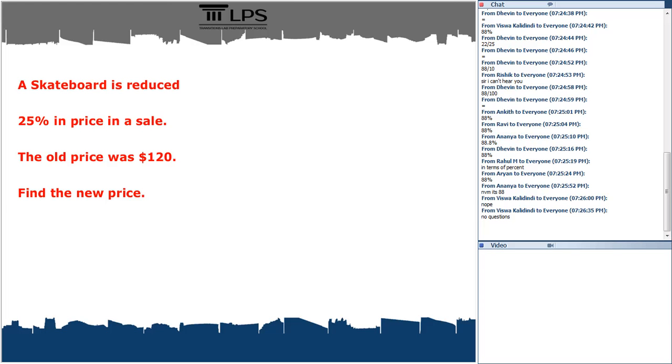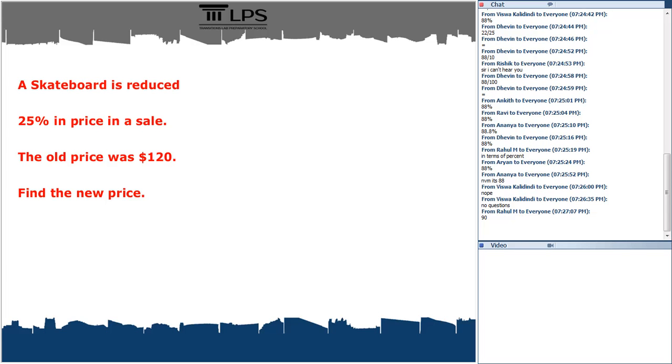One of the most typical questions on the examination is based on this idea of percentage. Pretty much most students go wrong on this question most of the time. So let's see whether this class can answer it. A skateboard is reduced 25% in price in a sale. The old price was 120. Find the new price.